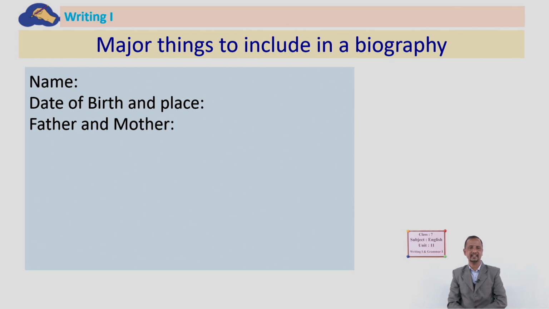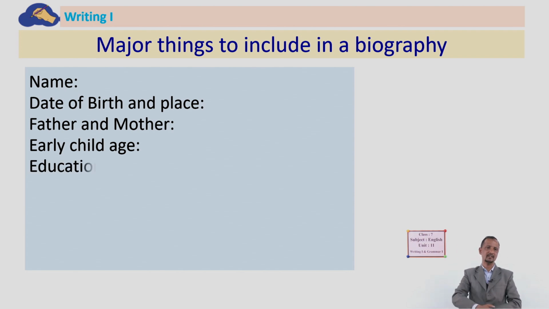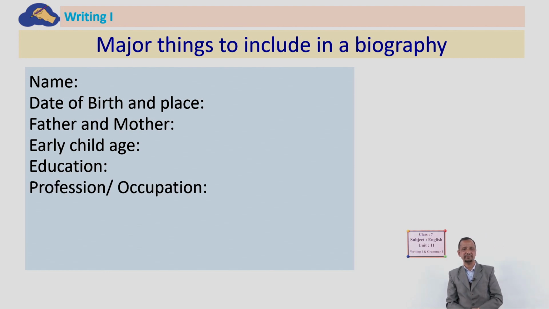Next one, father and mother. Dear students, father and mother means the information about parents. Now, early childhood, how he or she grew up. All right. Next one, education. His or her education we have to include when writing a biography. Similarly, next one, profession, occupation.